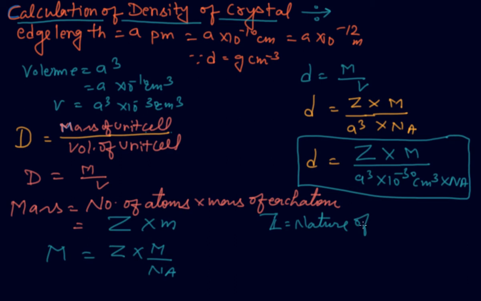If Z comes 1, then it is a simple cubic cell. If Z is 2, then it is BCC. If Z is 4, then it is FCC. So take care, that tells you the nature of the cell. He can ask you for A cube, and then you will be in a problem. If he is giving you A cube, see that and come with me now.